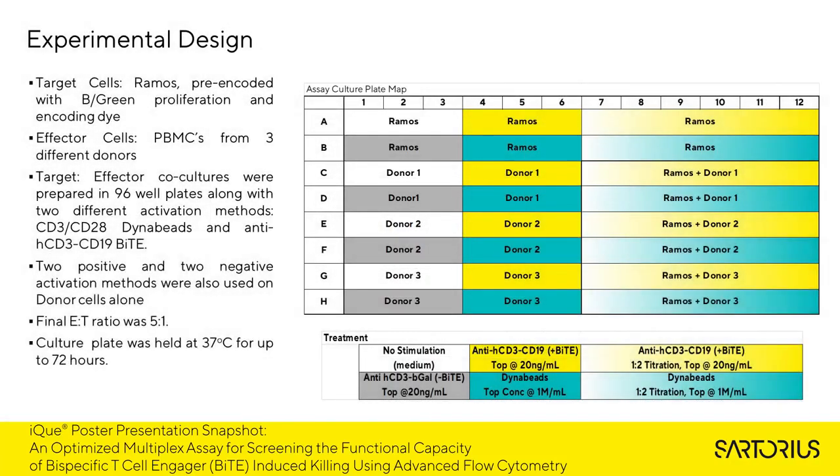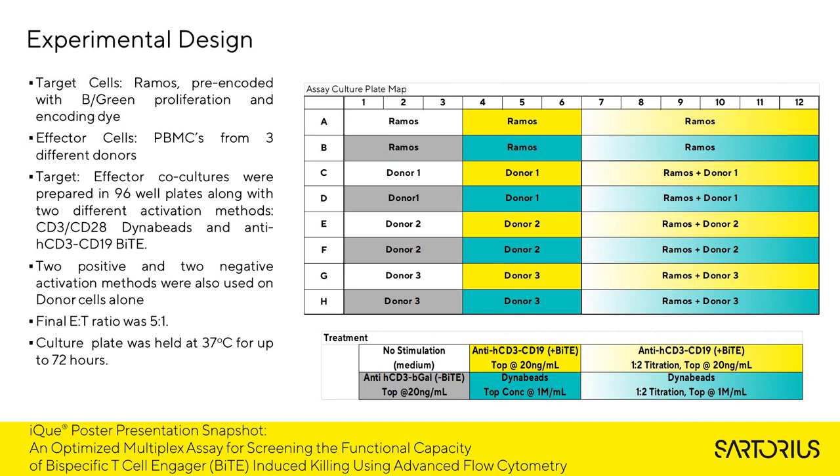Shown here is the experimental design used to demonstrate T-cell mediated killing. Briefly, Ramos cells, pre-encoded with blue-green encoding dye, were co-cultured with PBMCs from 3 different donors, and the PBMCs were activated by either an anti-CD3/CD19 positive BiTE or CD3/CD28 dynabeads. Both the positive BiTE and dynabeads were prepared at 6 different concentrations, including a 0 activation of media only, which demonstrates a dose response to the activation.